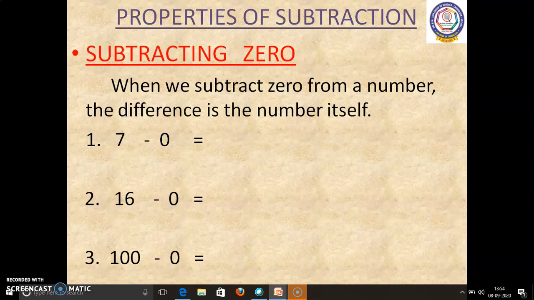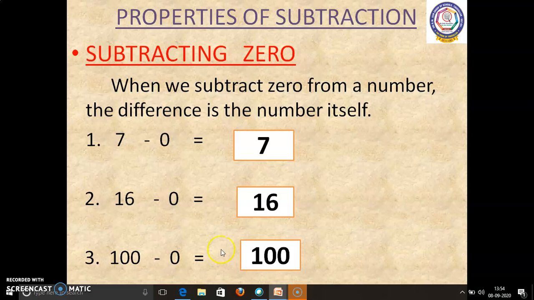Now we are going to learn about the properties of subtraction. Subtracting 0. When we subtract 0 from a number, the difference is the number itself. For example, 7 minus 0 is 7. 16 minus 0 is 16. 100 minus 0 is 100. That is, when we subtract 0 from a number, the difference is the number itself.